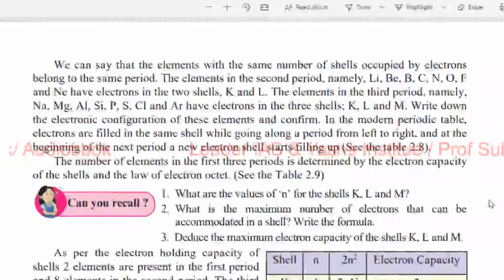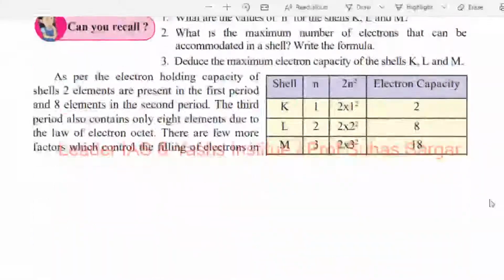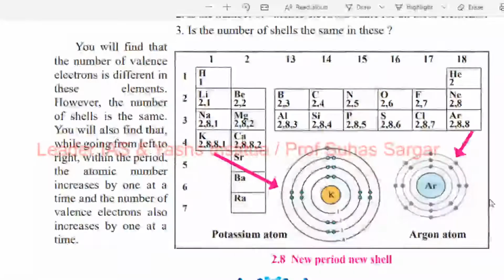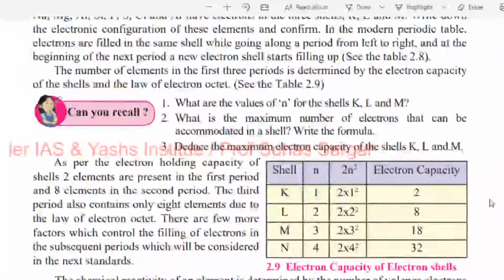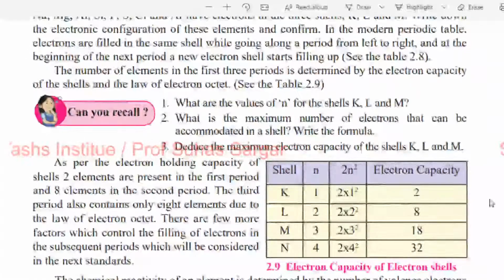In the modern periodic table, electrons are filled in the same shell while going along a period from left to right, and at the beginning of the next period, a new electron shell starts filling up. See table 2.8. Now, the number of elements in the first three periods was determined by the electron capacity of the shell and the law of electron octet. See table 2.9, electron capacity of electronic shells.